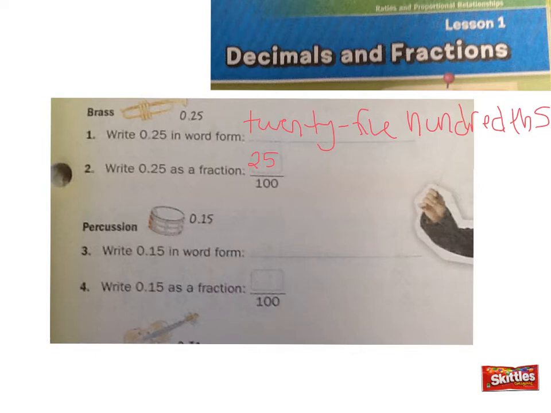So let's do one more example of those, the percussion. We want to write 0.15 in word form. Well, again, the 1 is in the tenths, but the 15 is in the hundredths. So this would be 15 hundredths. And writing it as a fraction, since it's the hundredths, it's going to be 15 over 100.